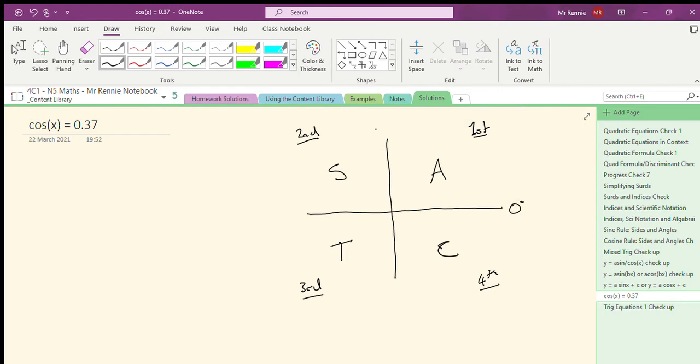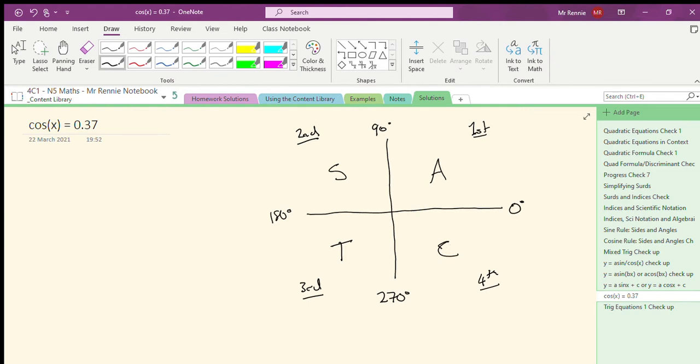And we'll put our degrees on as well. Between 0 and 90, all are positive. Between 90 and 180, sine is positive. Between 180 and 270, tan is positive. And between 270 and 360, which is the start of a new wave, which is why we say it's just 0 there, cos is positive.